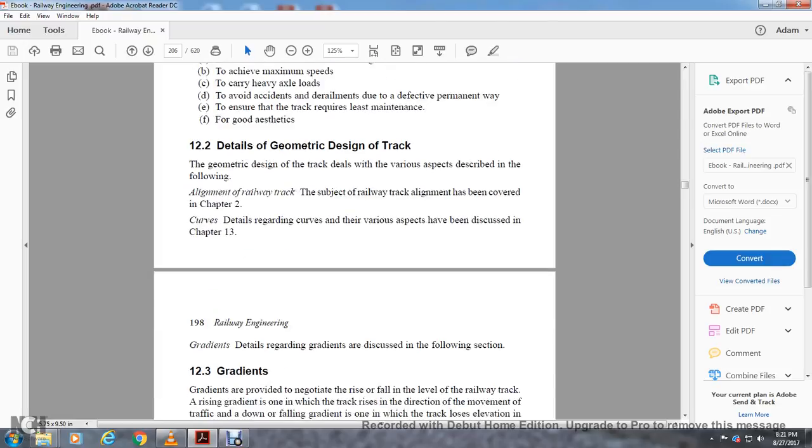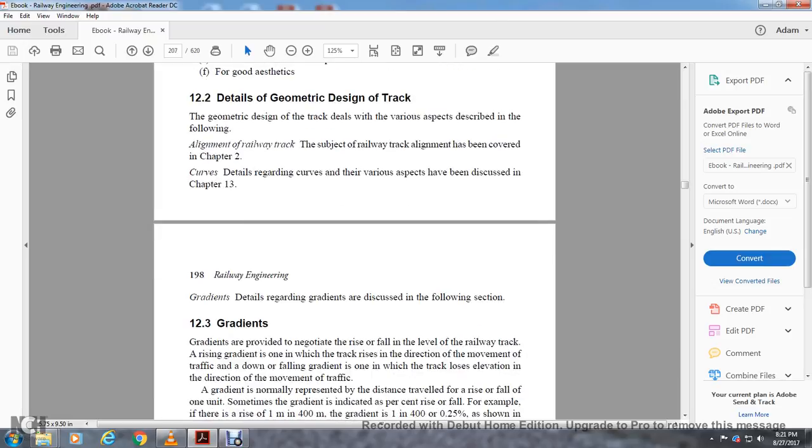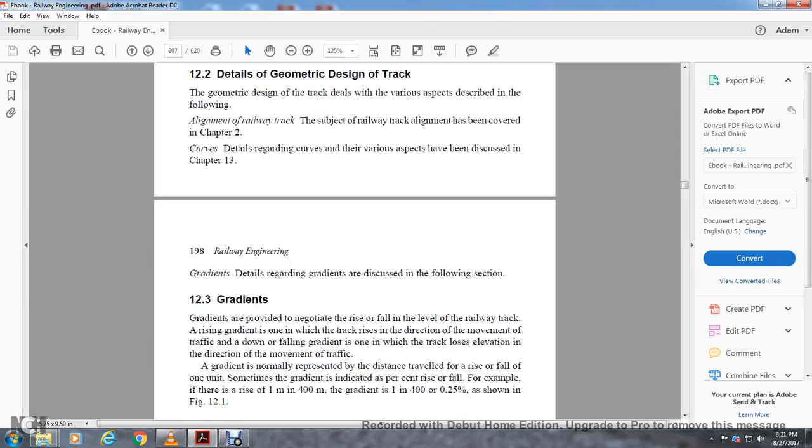Gradients. The details regarding the gradients are discussed in the following section. Gradients are provided to negotiate the rise and fall of the level of the railway track. A rising gradient is when the track rises in the direction of the movement of the traffic, and a falling gradient is when the track loses elevation in the direction of the movement of the traffic, which in the American system is 1 to 100.